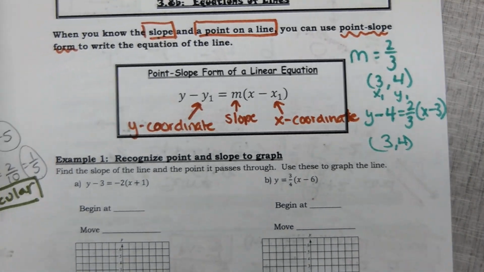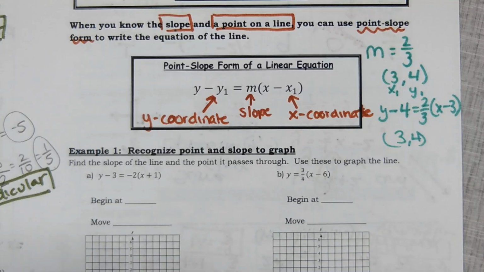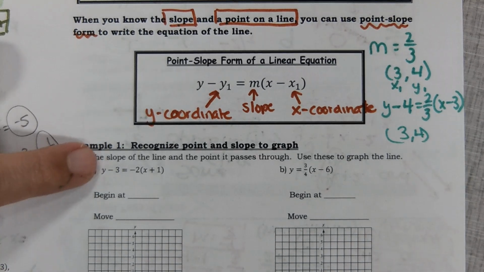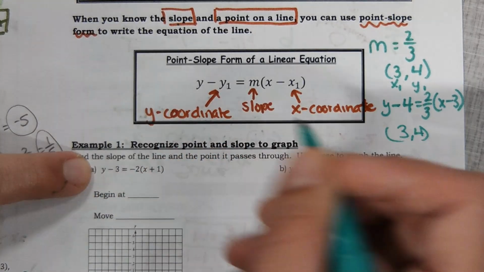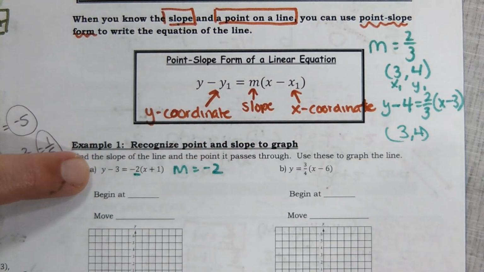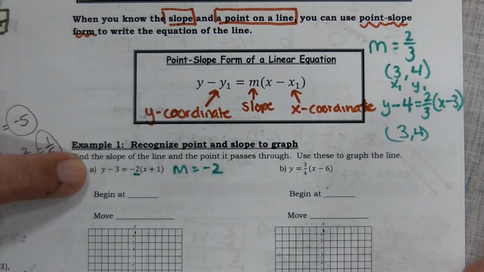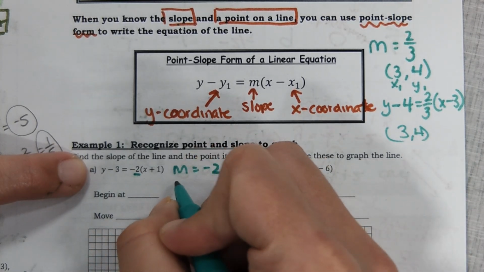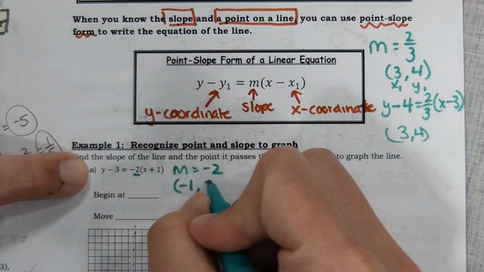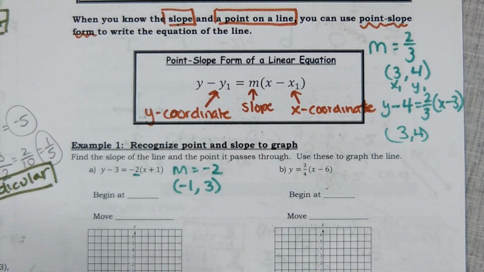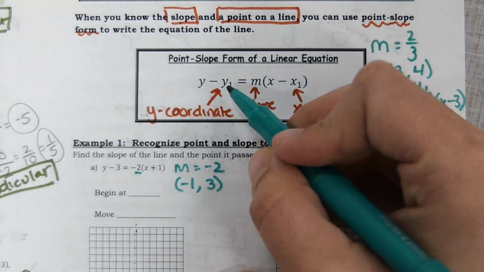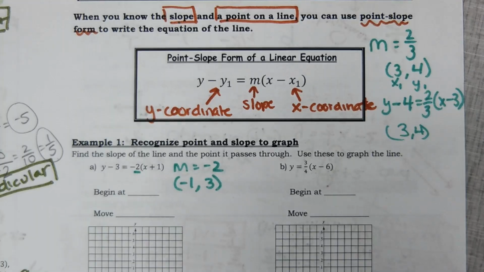Okay, then for example 1, it says find the slope of a line and a point that it passes through. Use these to graph the line. Okay, so here it is in point slope format. We can grab our slope right here. So m equals -2. And then a point on the line, we can grab out the x would be -1. Remember, it's opposite sign. And then y would be 3. Also, what used to help me when I was doing this as a student is x always goes with the x and the y coordinates with the y, which helps a lot as well.